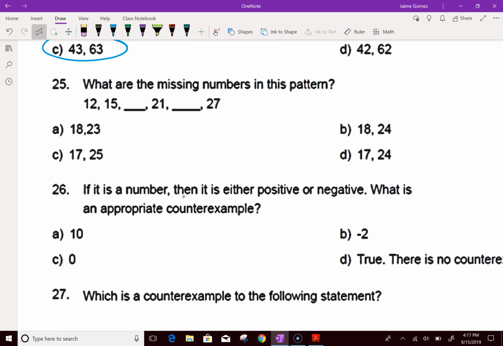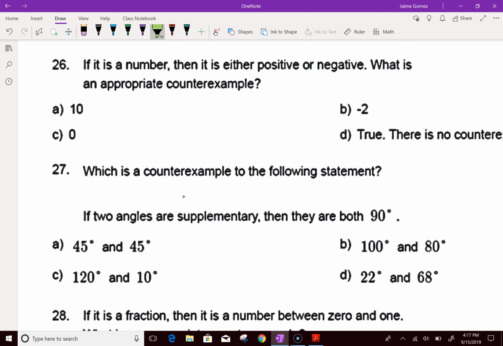What are the missing numbers here? Well, 12 to 15 is plus 3. So 15 plus 3 is 18. 18 plus 3 is 21. Good. And 21 plus 3 is 24. So 18 and 24. Now, obviously, yours will be different patterns on the test, but those same questions are pattern questions.